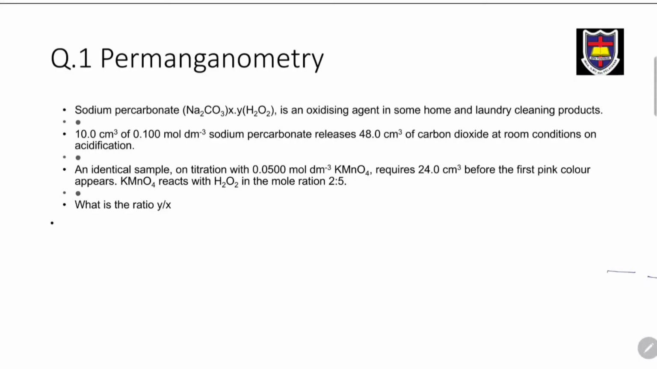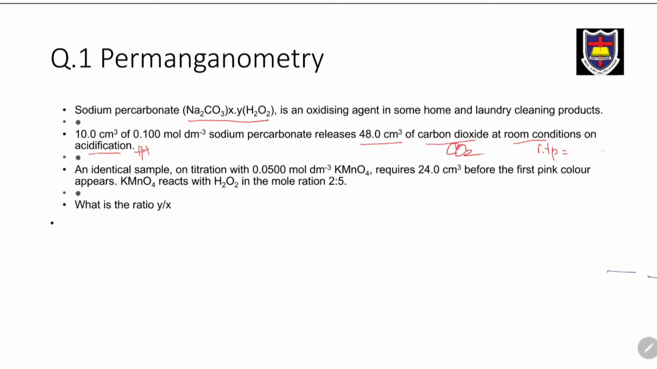Sodium percarbonate, Na2CO3·xH2O2, in acid (H+) produces CO2. The volume of CO2 is 48 cm³ at RTP.